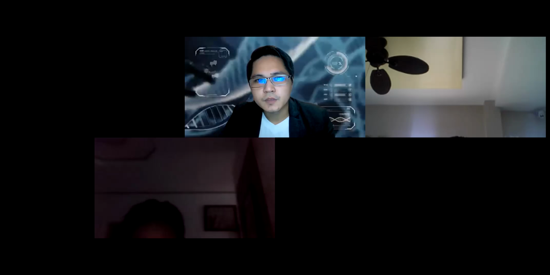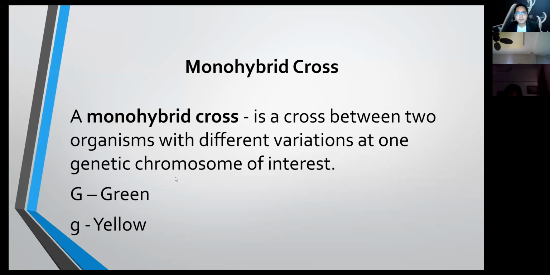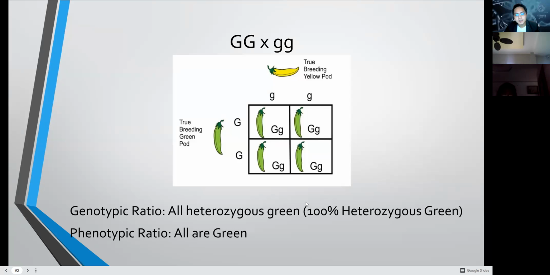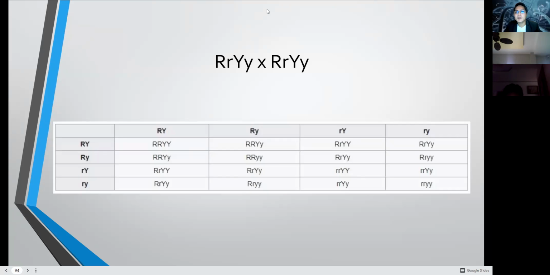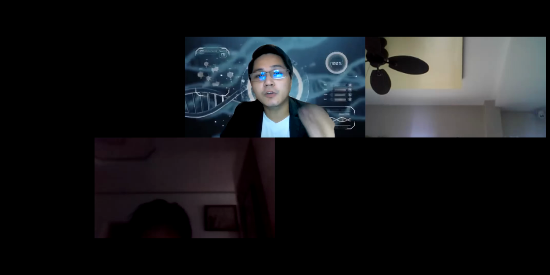Let's tackle now the dihybrid cross. Di means 2. We already did this one, but we usually use the genes for humans; this is in the plants. Dihybrid cross is a cross between two different lines or genes that differ in two observable traits. Let's use again human traits so that you can always associate things over with this.